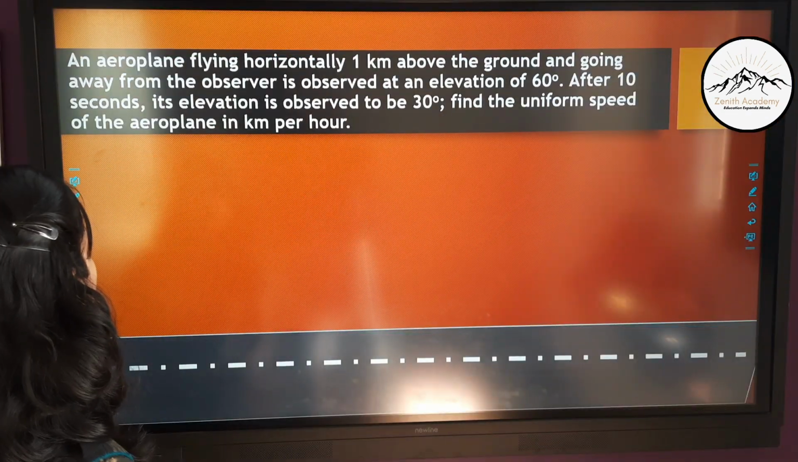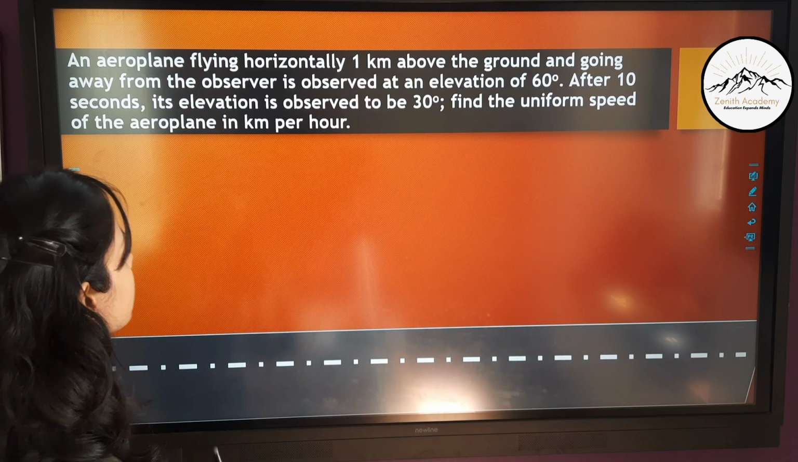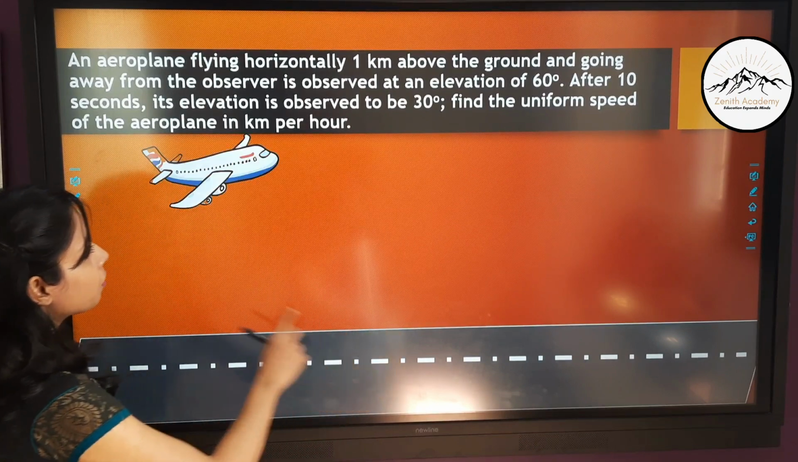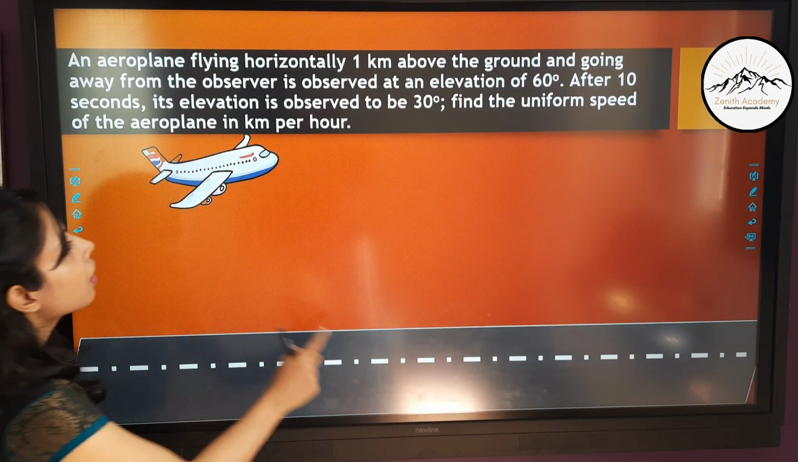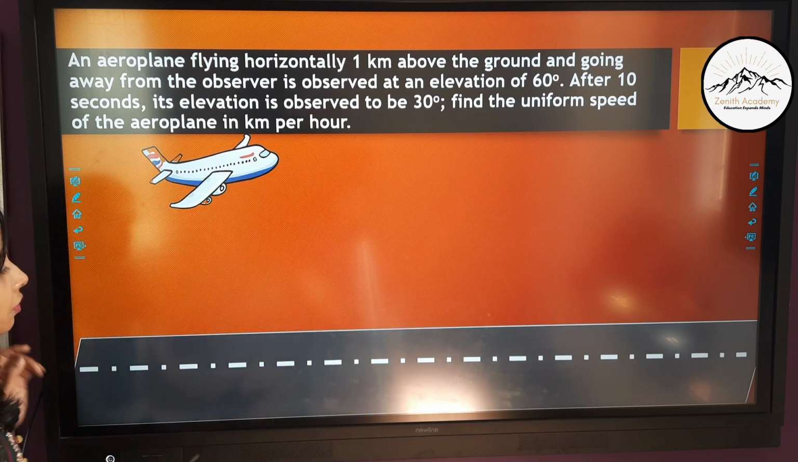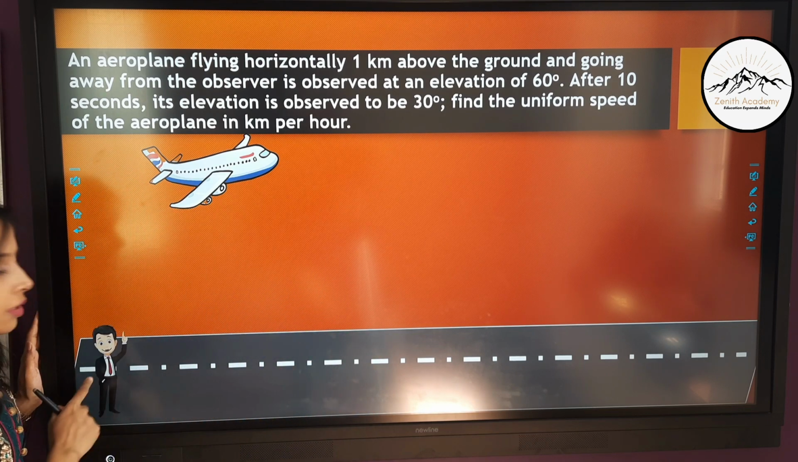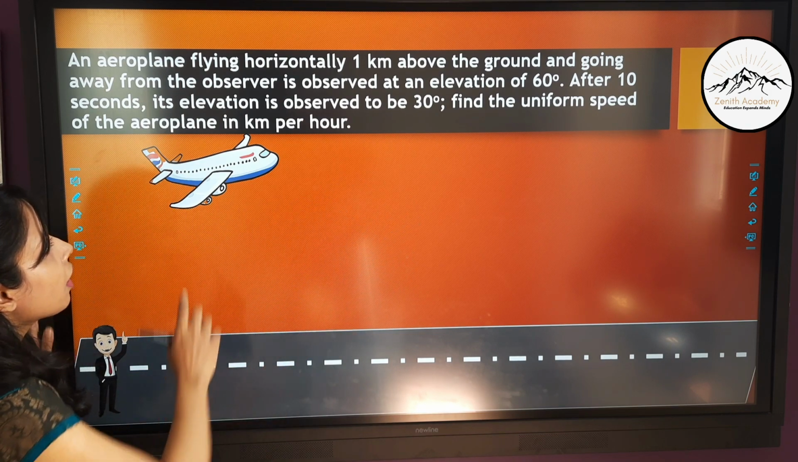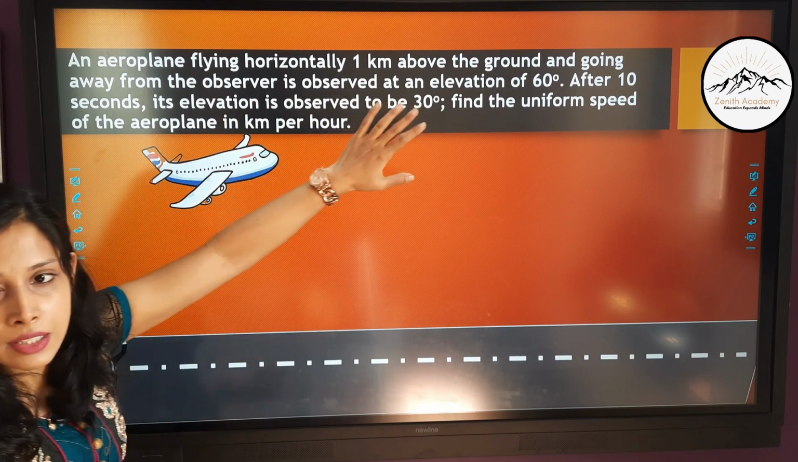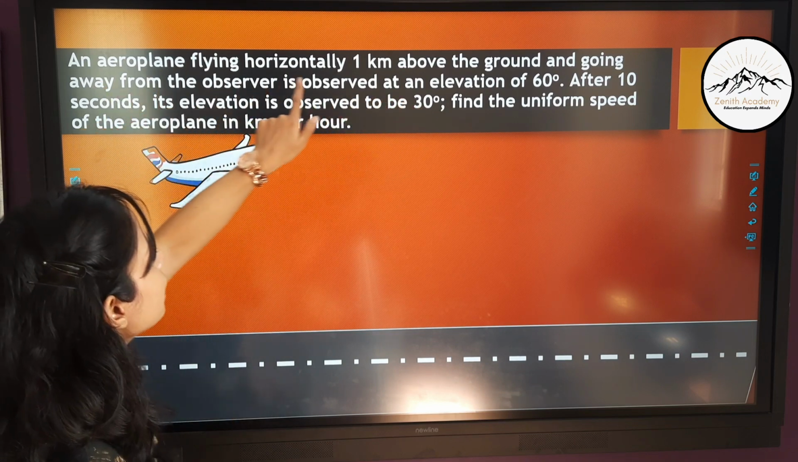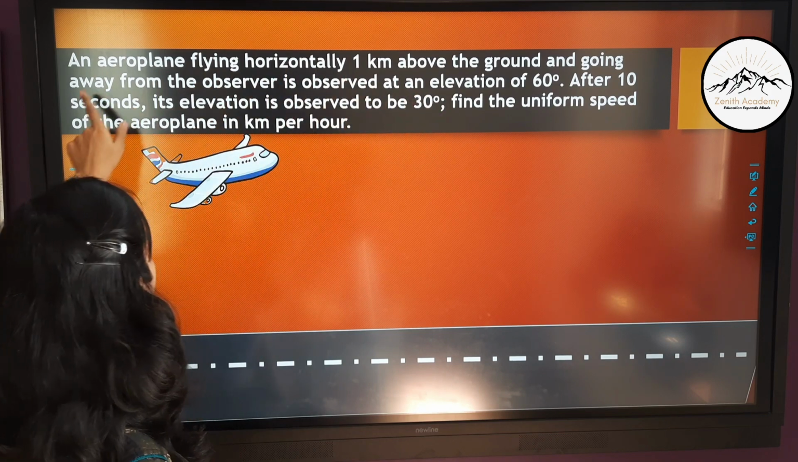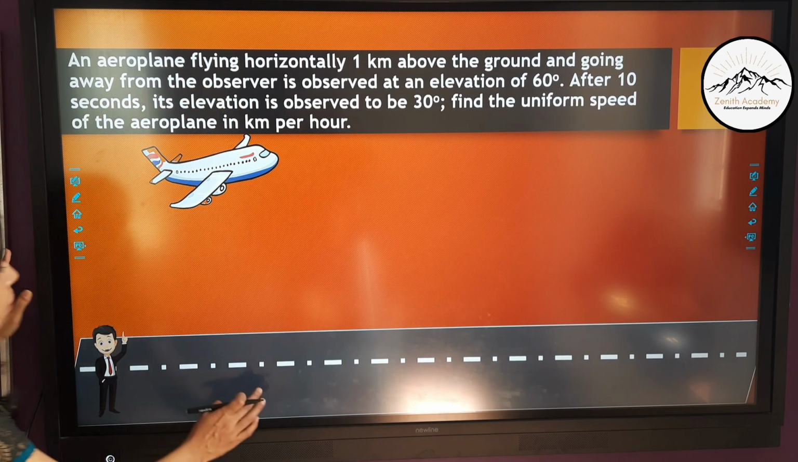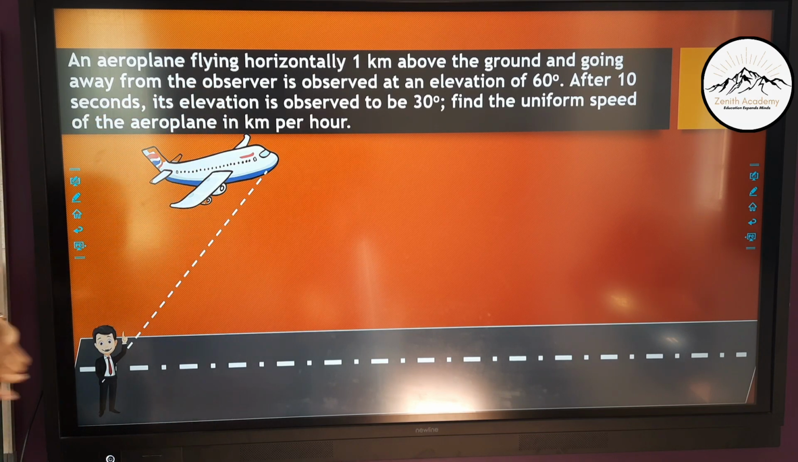Our last question is an airplane flying horizontally 1 kilometer above the ground. This is the ground and an airplane is flying 1 kilometer above and going away from the observer. Let's suppose on this ground, here is the observer, and the airplane is going away from the observer. First, it is observed at an elevation of 60 degrees.